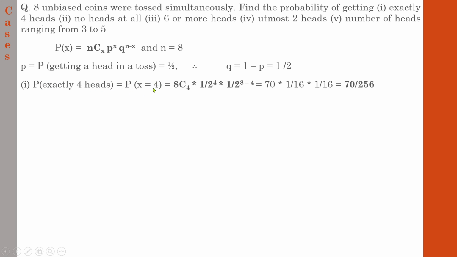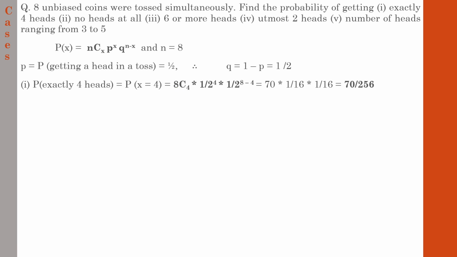So P equal to, P is represented by probability X equal to 4. So the equation was nCx into p raised to x into q raised to n minus x, and be cautious, n means total number of items, 8. C will remain the same, because it is a function of a combination.